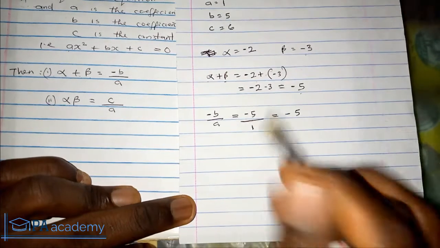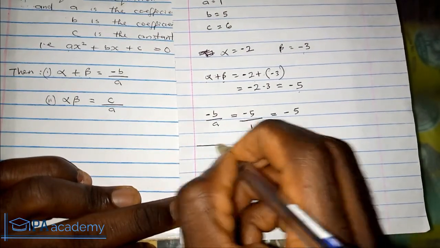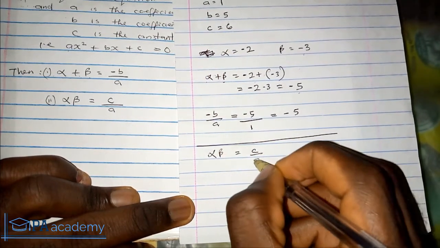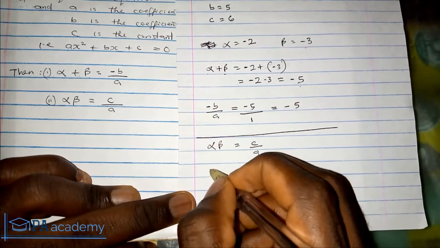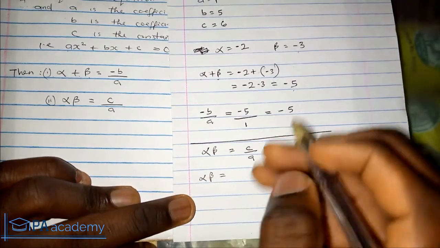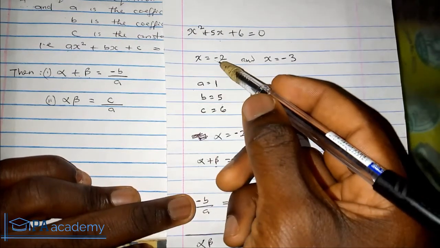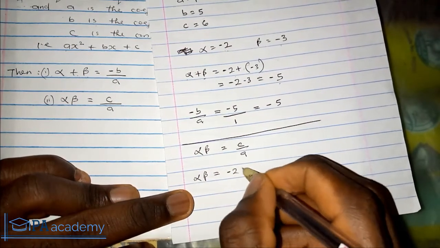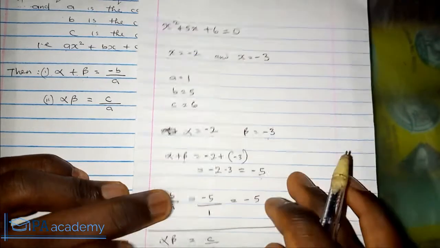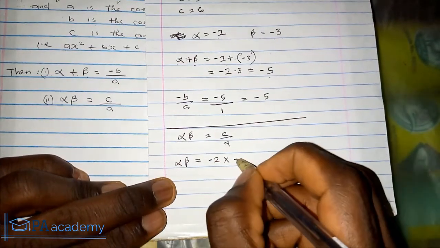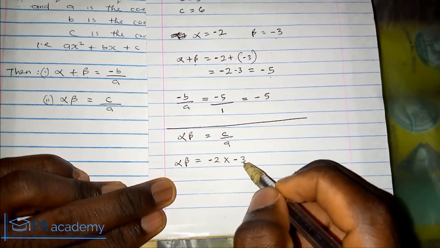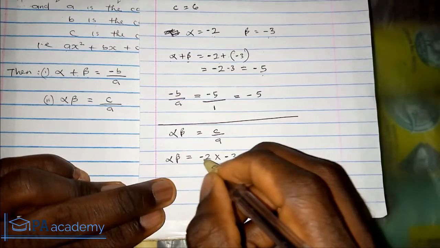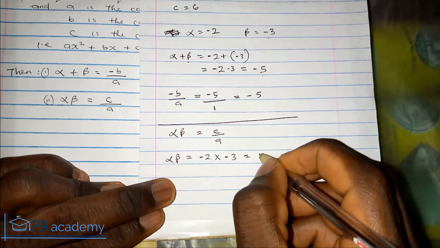So then let's look at the second one, where alpha multiplied by beta is equal to c over a. The value of our alpha is -2, multiplied by our beta, which is -3. Don't forget, -2 and -3 are the roots of this quadratic equation. So -2 times -3 will give us 6.